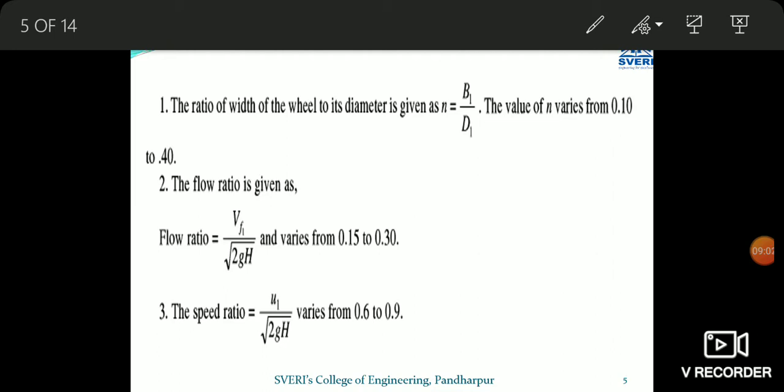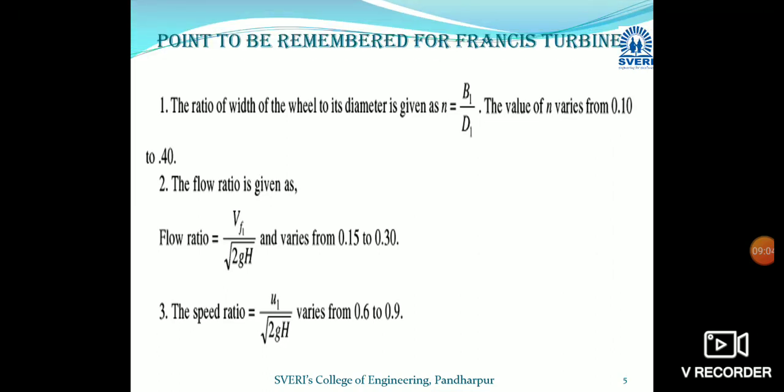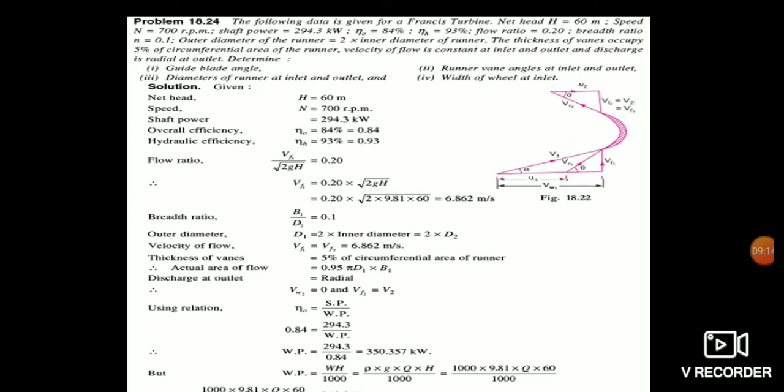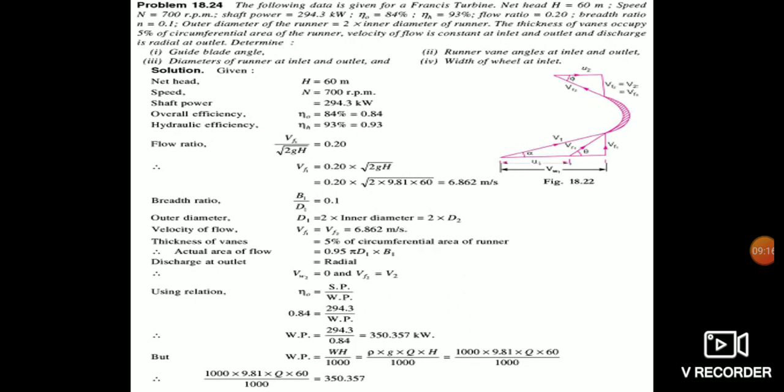So remember for the Francis turbine, VW2 is equal to 0, therefore V2 is equal to Vf2, and the inlet velocity triangle is the same as we draw for the general diagram. Now here we can see one numerical on the Francis turbine. So here is the numerical.